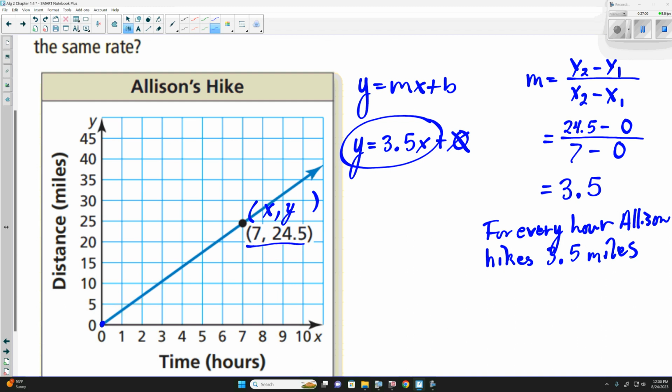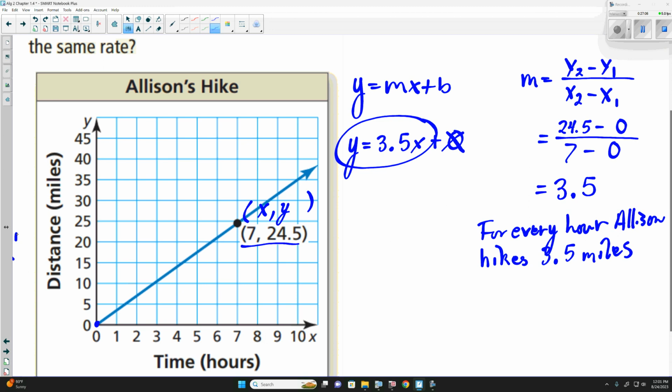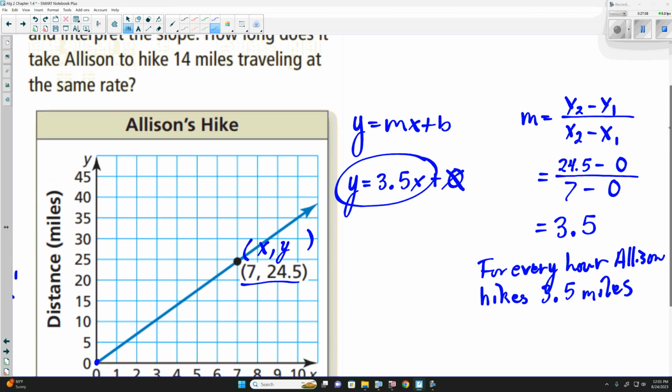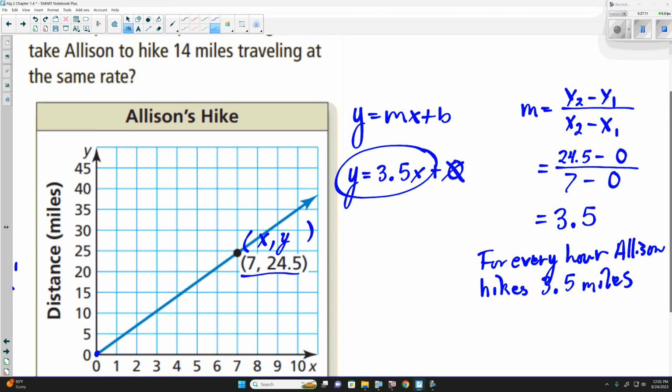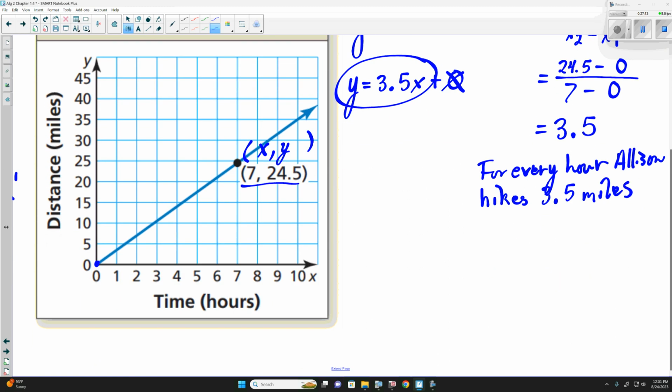Now, let's see what the question is. Okay. How long does it take Allison to hike 14 miles traveling at the same rate? So again, is x or y our distance? It is y, guys. So to figure this out, we're going to do 14 is equal to 3.5x.